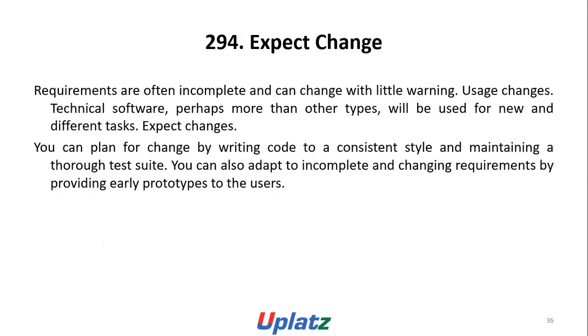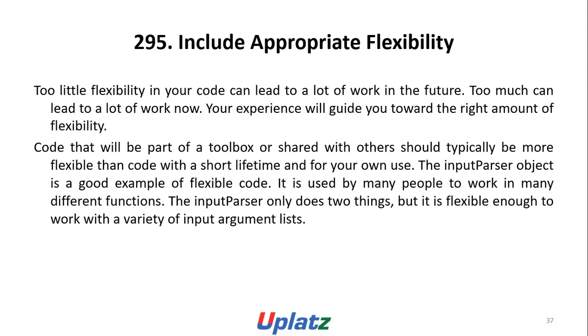Accept change. Requirements are often incomplete and can change with little warning. Usage changes. Technical software, perhaps more than other types, will be used for new and different purposes. You can plan for changes by writing code to a consistent style and maintaining a thorough test suite. You can also adapt to incomplete and changing requirements by providing early prototypes to the users.